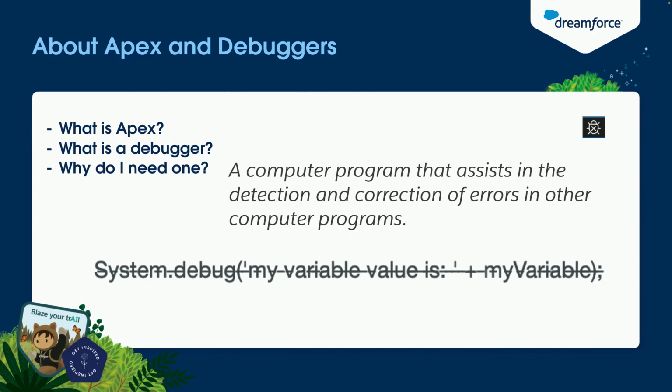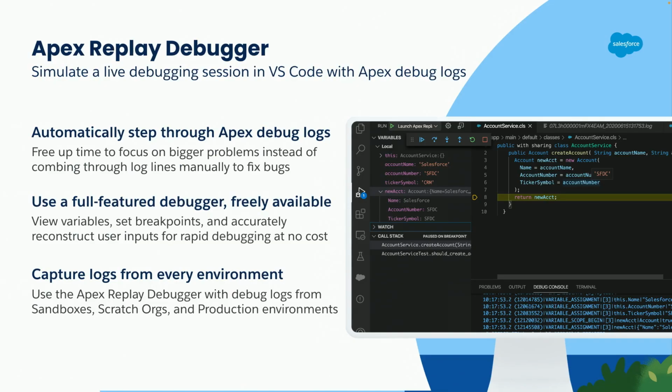And we offer you three kinds of debugger: Apex Replay Debugger, Interactive Debugger, and ISV Debugger. We are going to begin with the most commonly used and popular debugger, Apex Replay Debugger.